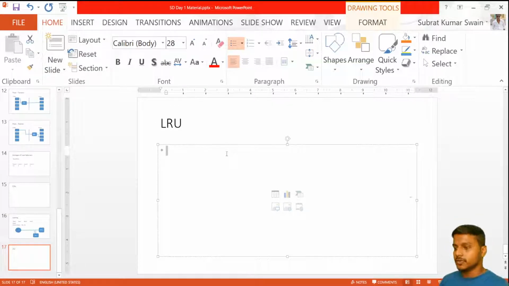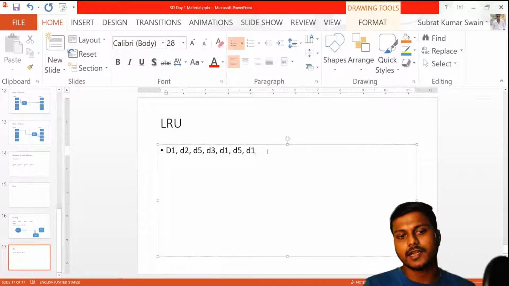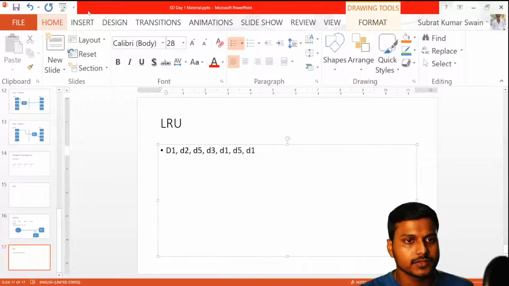Least recently used, guys. Let's say I'm fetching some data. I need first data 1, then I go for data 2, then I fetch data 5, then I go for data 3, then maybe again D1, and then D5. Then I again go for data 1. So this is the data I'm fetching: first data 1, then data 2, then data 5, then data 3, then data 1, data 5, and data 1.